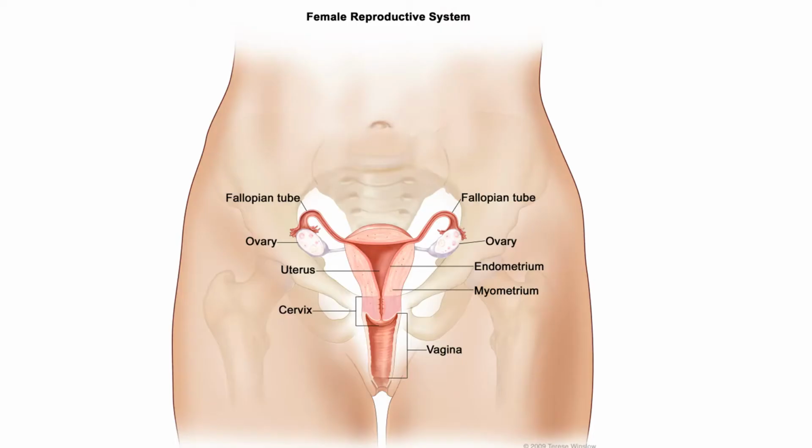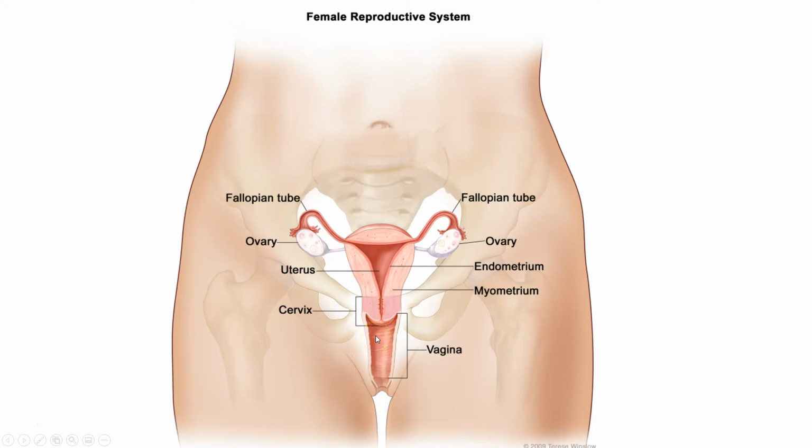So let's talk basic anatomy. As a reminder, basic female reproductive anatomy involves ovaries on either side, fallopian tubes that go over and allow the mature follicle to come into the uterus itself. The uterus heads down to the cervix, and then the cervix is the gatekeeper between that and the vagina.